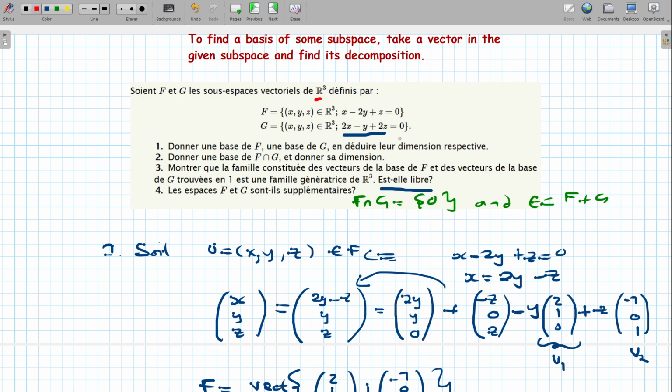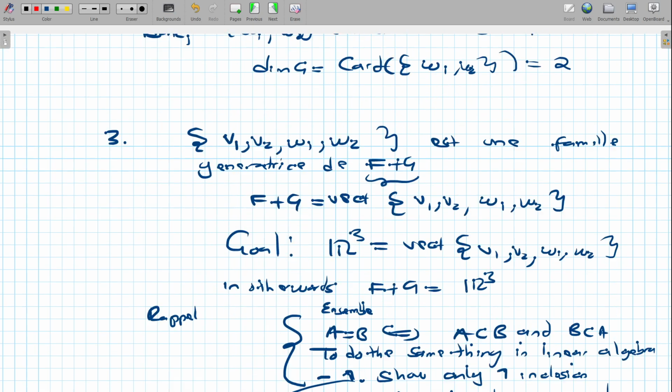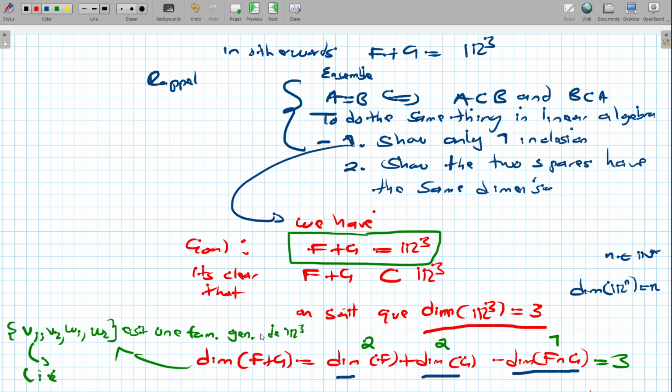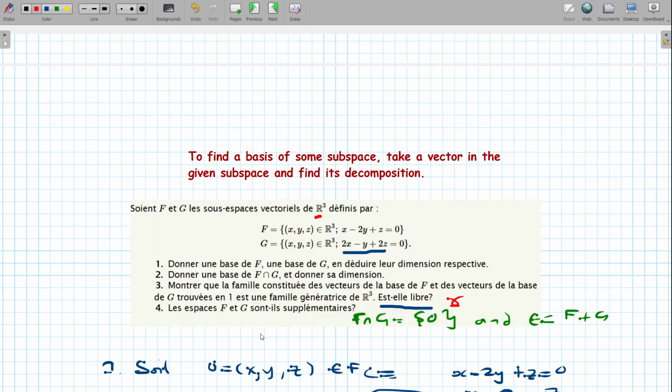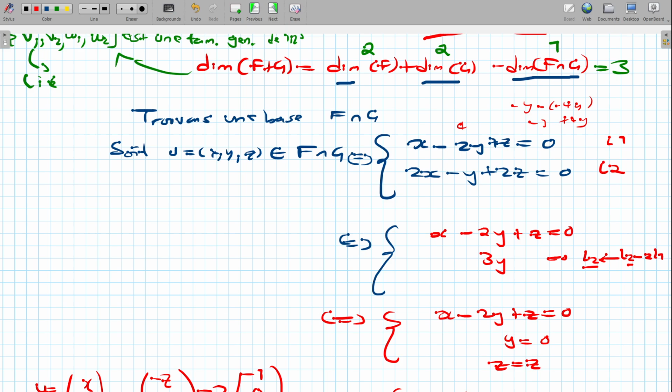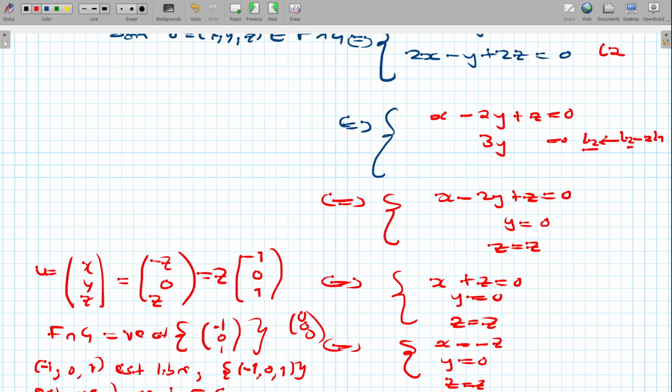This condition has been violated because if you look at the intersection of F and G, we found this vector minus 1, 0, 1. This is different from the 0 vector, because the 0 vector is this vector 0, 0, 0, like so. So we can see that the intersection is not reduced to the 0 vector. So these two spaces F and G are not supplémentaires. Alright. Hopefully that was clear. And I'll allow myself to move to the other exercise.